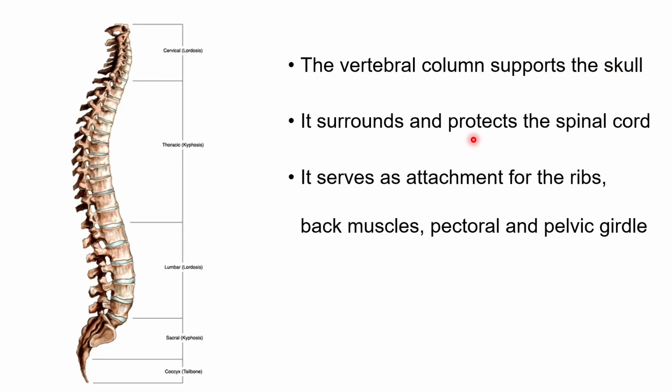What is the function of our vertebral column? We see that there are three. First of all, it supports the skull. Then it surrounds and protects the spinal cord. Remember, your spinal cord is just as important as your brain, so it needs to be protected the same way as the brain. And then it serves as an attachment for the ribs, the back muscles, the pectoral girdle and the pelvic girdle.